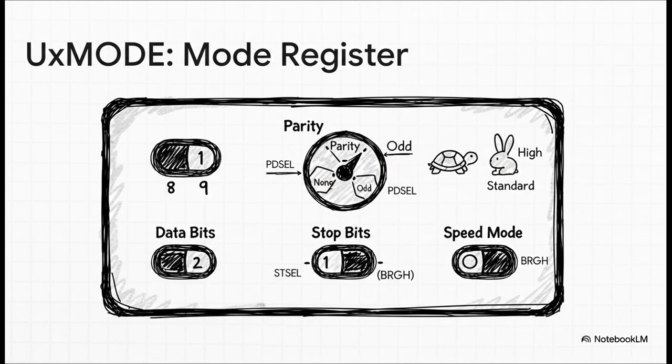First up is the UxMODE register. Think of this as setting the ground rules for the conversation. Before any two devices can talk, they have to agree on the format, right? So this is where we decide, are we sending 8 bits of data or 9? Are we going to use parity for error checking? How many stop bits will we use to signal the end of a byte? All those fundamental rules get configured right here.